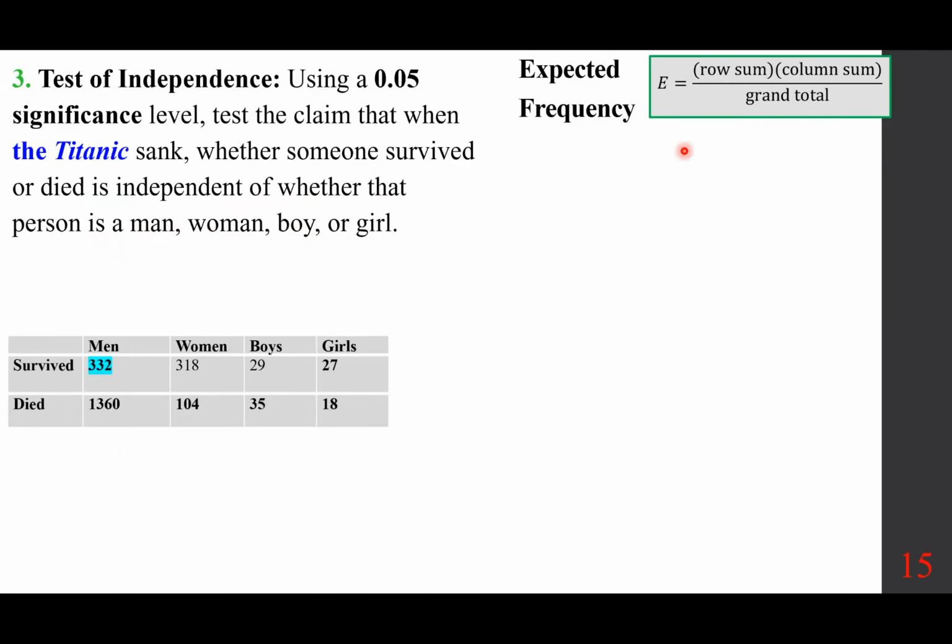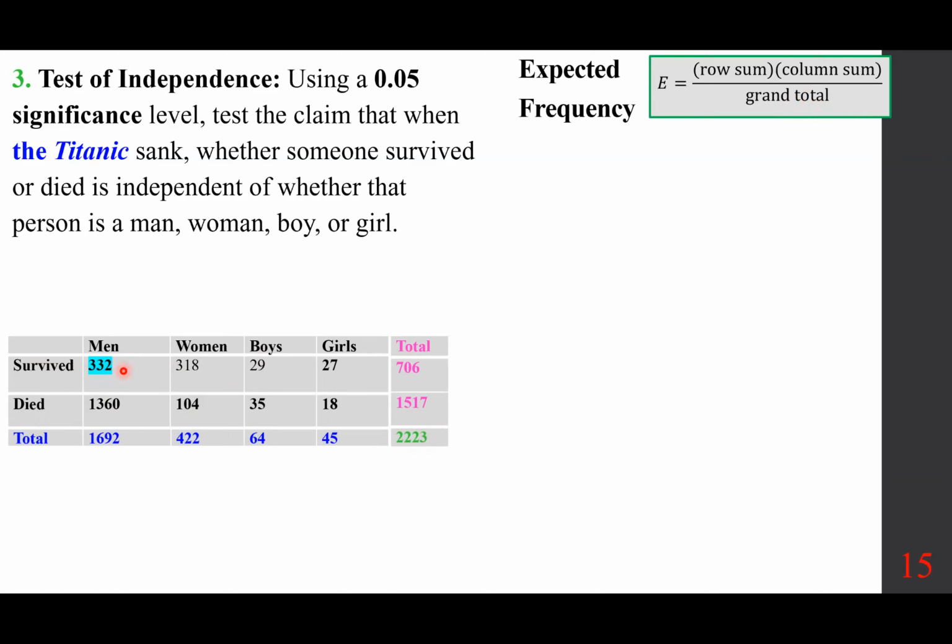The expected frequency is calculated as a row sum times column sum over the grand total. So we write the total here, meaning we add these two numbers, we add these two numbers, we add these two numbers, we add these two numbers. So we are adding the columns. We're going to do the same thing to the rows. We're going to add them up. This is considered the grand total.